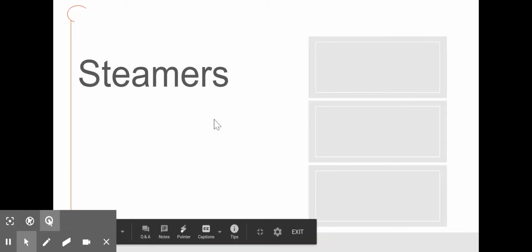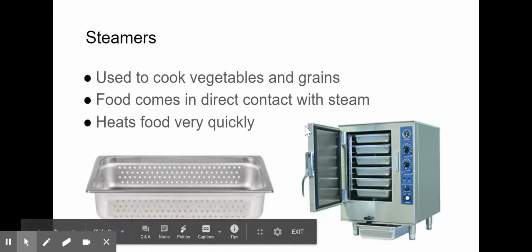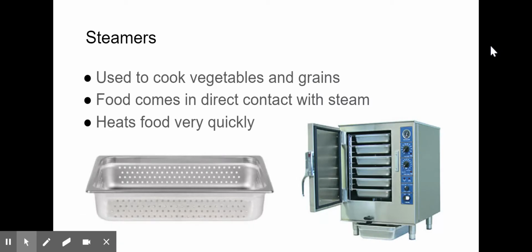Okay, looking here at the restaurant equipment, we are going to be looking at steamers. So we're talking here about steamers. Steamers are used to cook generally vegetables and grains. They can be used to cook meat, but it's not generally advisable.